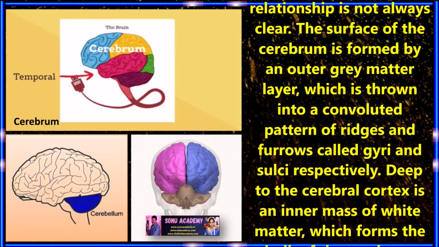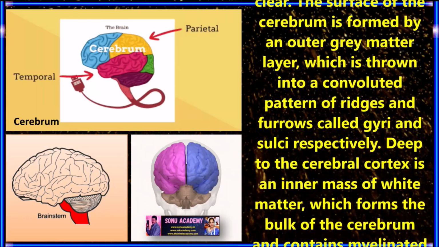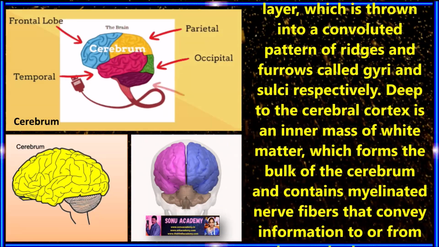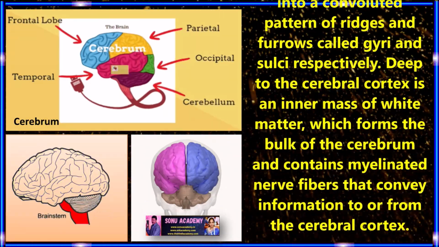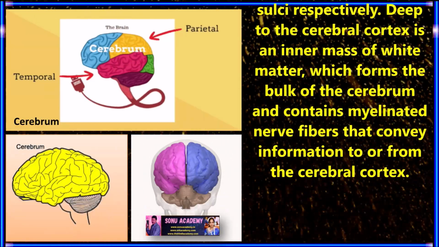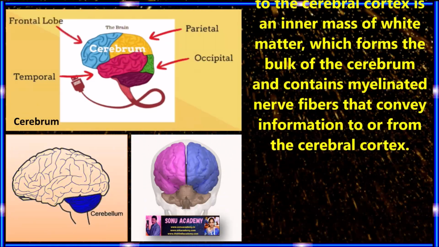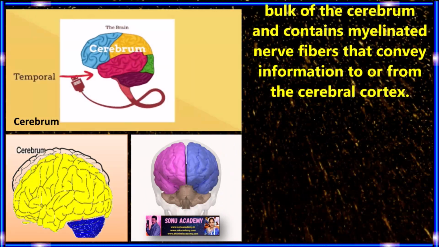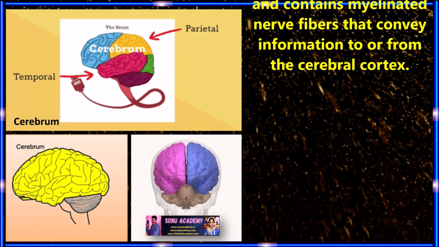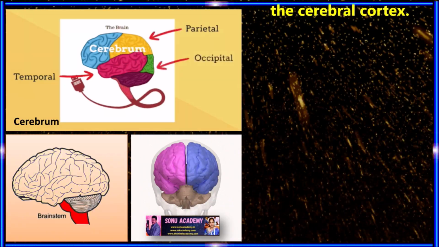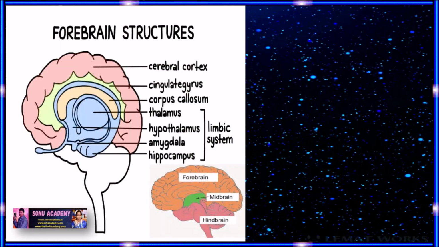Children, the surface of the cerebrum is formed by an outer grey matter layer which is thrown into a convoluted pattern of ridges and furrows called gyri and sulci respectively. Deep to the cerebral cortex is an inner mass of white matter which forms the bulk of the cerebrum and contains myelinated nerve fibers that convey information to or from the cerebral cortex.